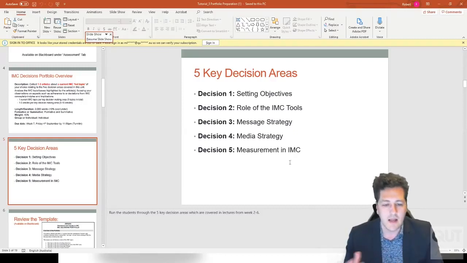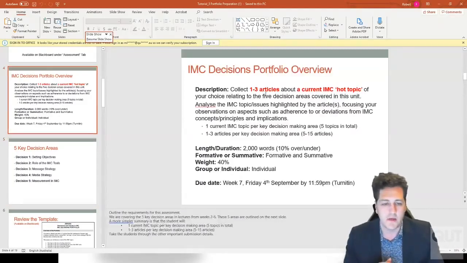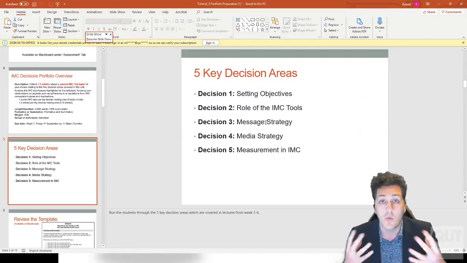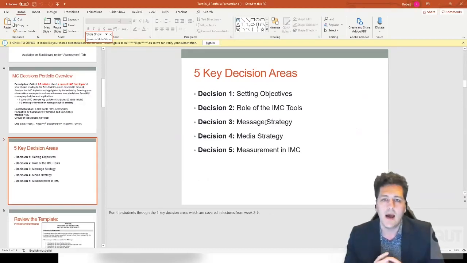Now, obviously, in and of itself, that's probably more of a measurement in IMC issue. But as a reminder, you need to find 1 to 3 articles per hot topic. If the articles you can find are more about how you incorporate metrics such as engagement in your objective setting, you know, like what is the worth of these things? How useful are these new tools in, for instance, linking IMC activity to sales objectives?